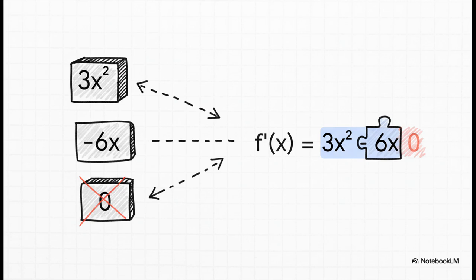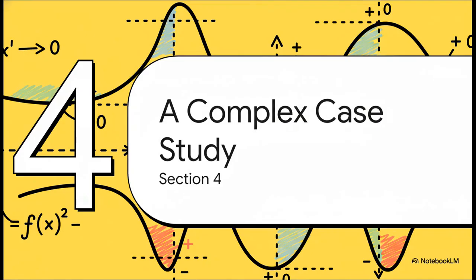Now we just put the pieces back together. The derivative of the whole function is just the sum of the derivatives of its parts. So for our function, the derivative is simply 3x squared minus 6x. Okay. We've got our more complex function, and now we've got its derivative. We are officially ready to use our three-step method to find its peaks and valleys.